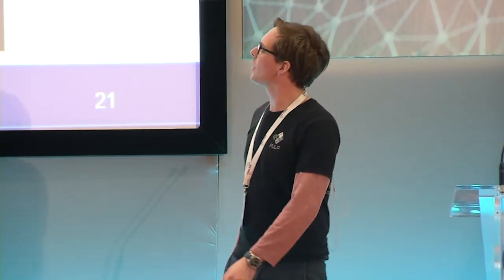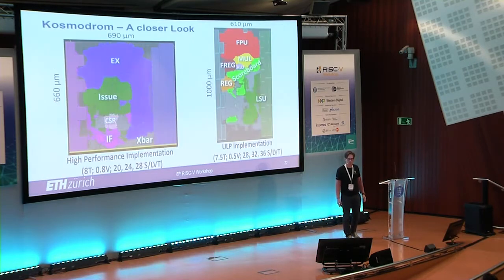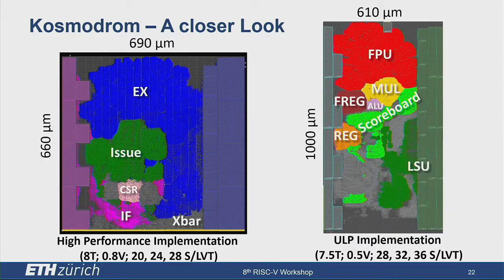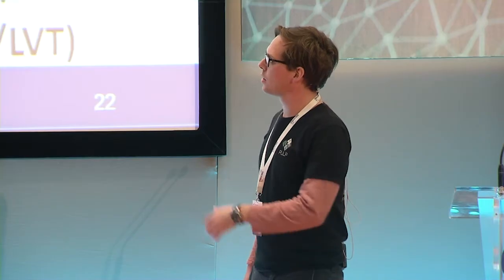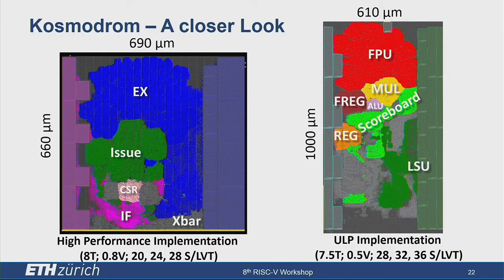And again, the core systems are sharing memories and I/O, and we also have our secret sauce here in the middle, which is a black box, but it's going to be a floating point accelerator as well, sharing the resources here. We can have a closer look at those implementations. Basically, what you see is that on the left-hand side we have the 8-track 0.8 volt library with the different transistor length, and on the right-hand side we have the 0.5 volt library. And just to give you a short overview about the different stages, you can see the EX stage is rather big.